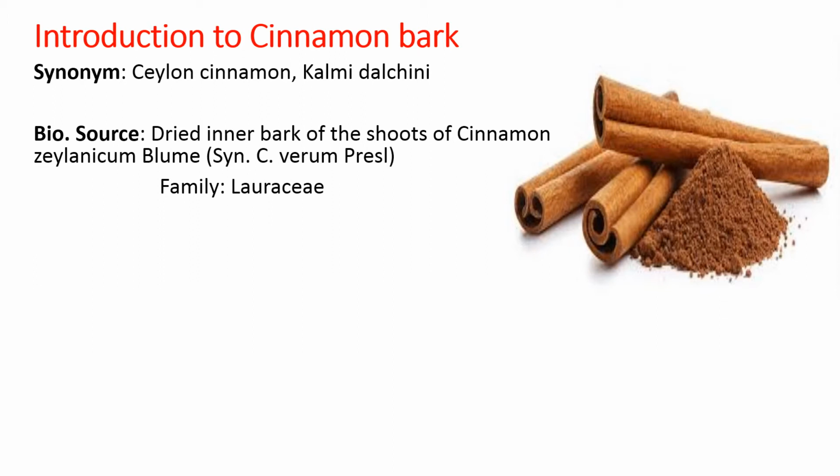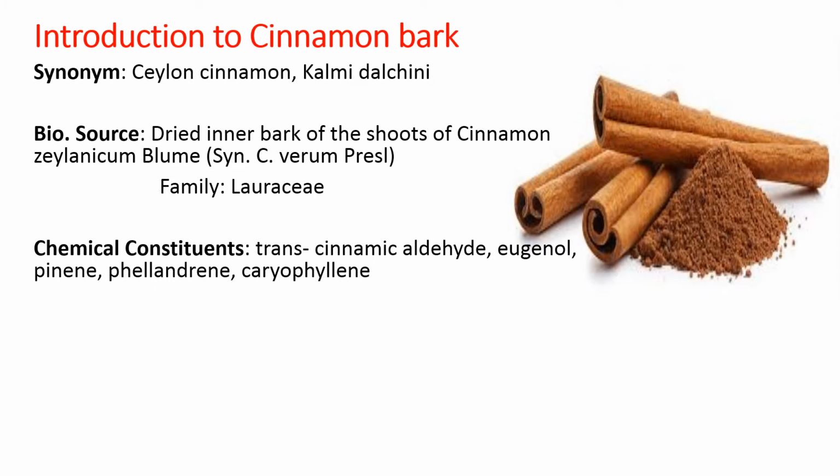Inner barks are the part of the plant from the surface of which the external outer cork is taken out. Cork means rough dead cells. Actually the entire bark is dead cell, but cork is more protective in nature, and even that has been scraped off. So the remaining portion is called as inner bark.